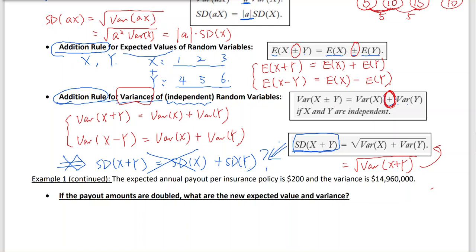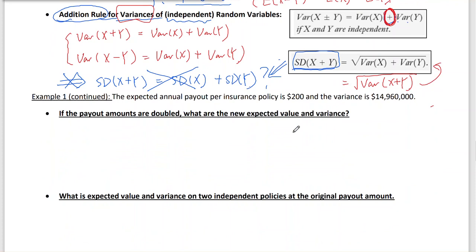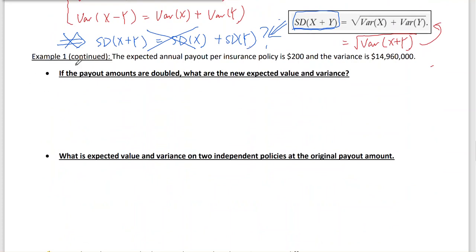All right. So now let's just go through this example again. Example 1 about the insurance policy. We have already got the expected value of x, which is 200. We also get the variance of this variable, which is 14,960,000. It's a long number. Then the question: if the payout amounts are doubled, what are the new expected value and variance?